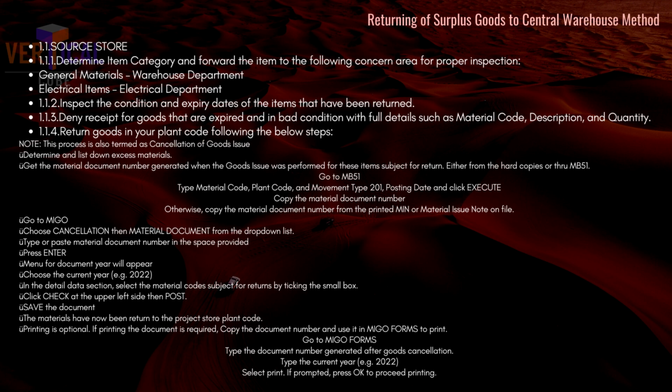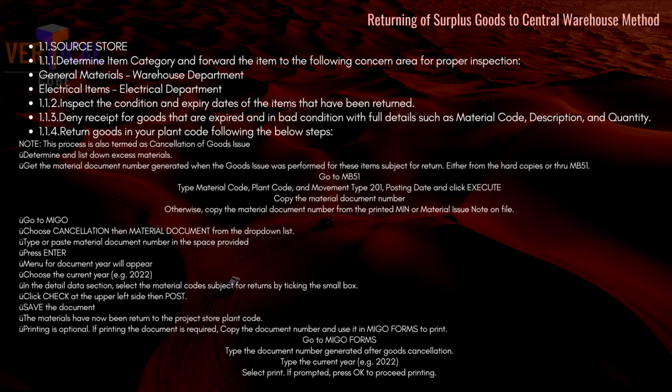Go to NEGO. Choose Cancellation, then Material Document from the drop-down list. Type or paste material document number in the space provided. Press Enter. Menu for document year will appear. Choose the current year, e.g. 2022. In the Detail Data section, select the material code subject for returns by ticking the small box. Click Check at the upper left side, then Post. Save the document. The materials have now been returned to the project store plant code.